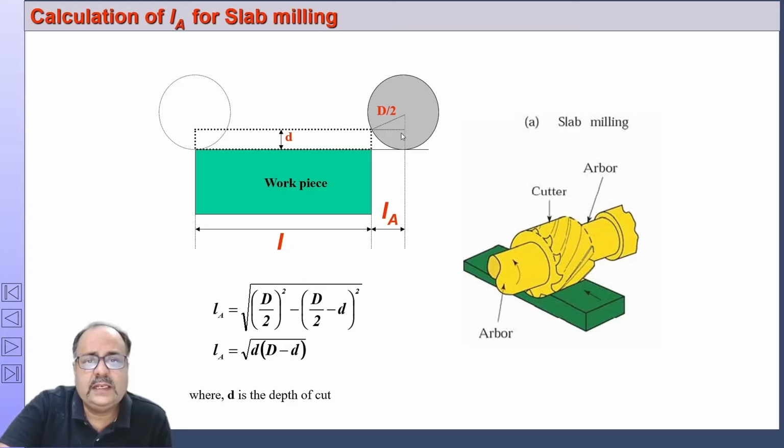So what is this LA? Now if this is the depth up to which you are cutting, then this portion is D by 2, and this portion is D by 2 minus d. I am interested in finding out this length. This is the hypotenuse, so this length will be the square root of the square of the hypotenuse minus the square of this length. So (D by 2) whole square minus (D by 2 minus d) whole square. This gives us LA equal to root over d times (D minus d), where small d is the depth of cut and capital D is the cutter diameter. So this is for slab milling.